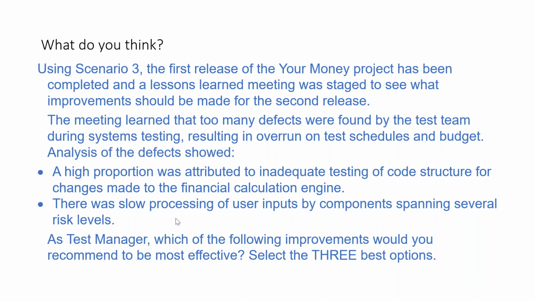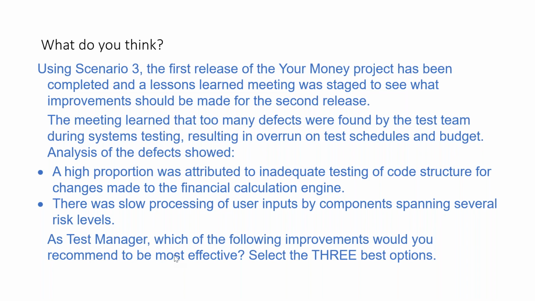Second point is there was slow processing of user inputs by components spanning several risk levels. So performance also was not good. Whenever you are giving user inputs, there was a lot of slow processing spanning several risk levels. In our strategy, we said performance testing will be done for functionality with a risk level of D, or modules with a risk level of D, whereas security testing, we said C and D. So anyway, these are the things we learned during our retrospective.